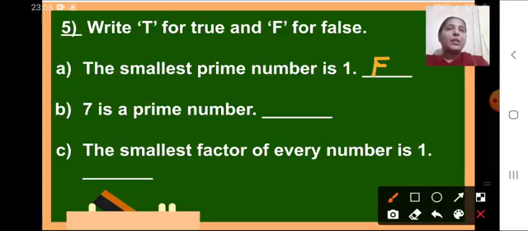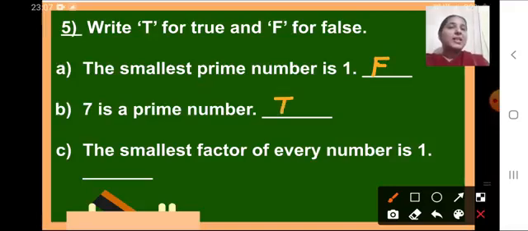Now statement number B is, 7 is a prime number. So is 7 a prime number? Yes, it is a prime number because it has only two factors, that is 1 and itself. And apart from that, it is not completely divisible by any other number. So it's a prime number. So the statement is true.